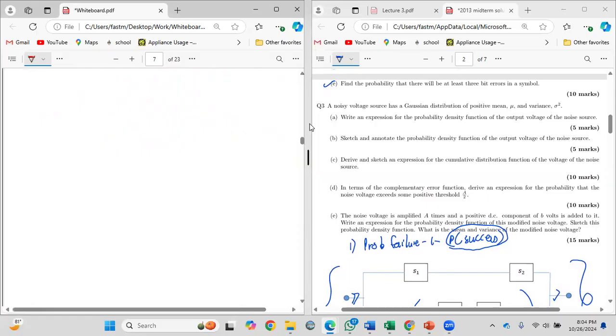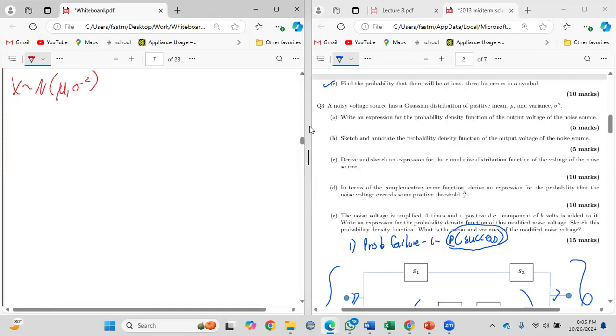So anyway, they said a noisy voltage source has a Gaussian distribution of positive mean mu and variance sigma squared. So X follows a normal distribution with parameters the mean and your variance. So we know that from the parameters itself from the notes. They said write an expression for the PDF. They say PDF here and they talk about continuous, of the output voltage of the noisy source. Okay, so write an expression.